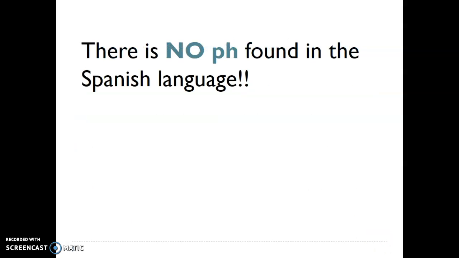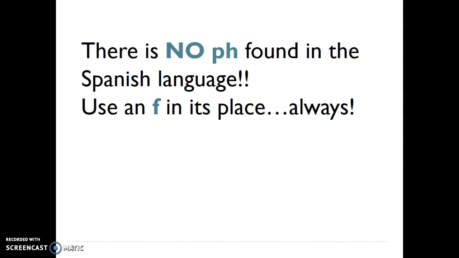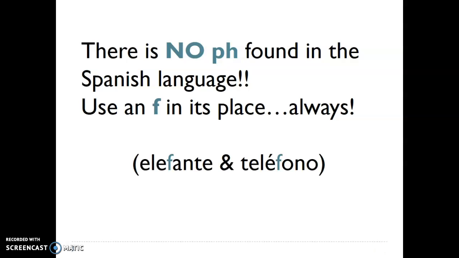There are no PHs in Spanish. You're going to use F anytime you have the F sound in Spanish. So, elephant is elefante. Replace the PH with an F, and you're going to add an E. Teléfono, you replace the PH with an F, add an accent over that second E, and put an O at the end.